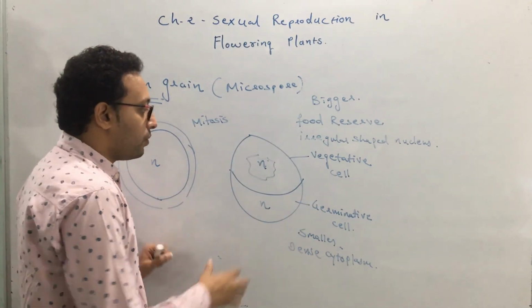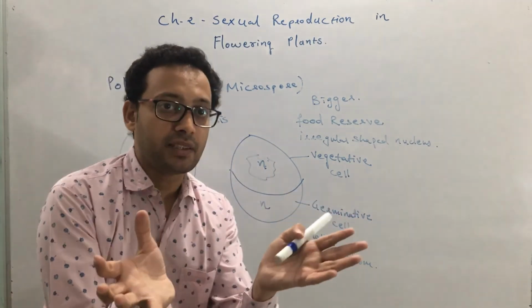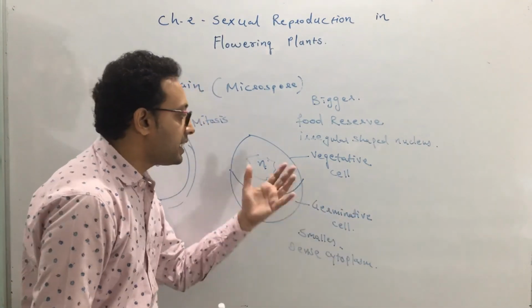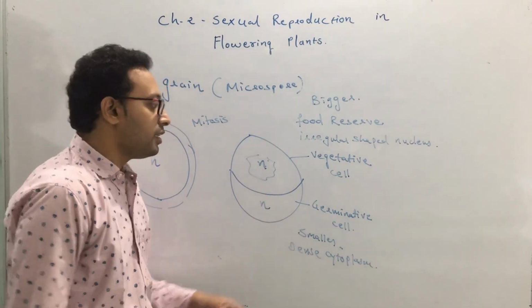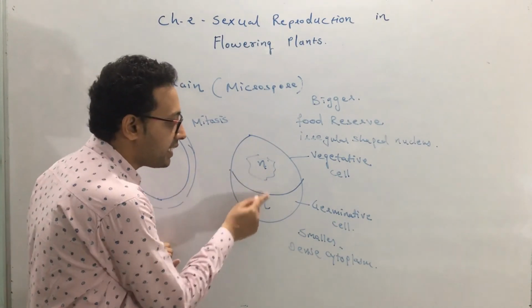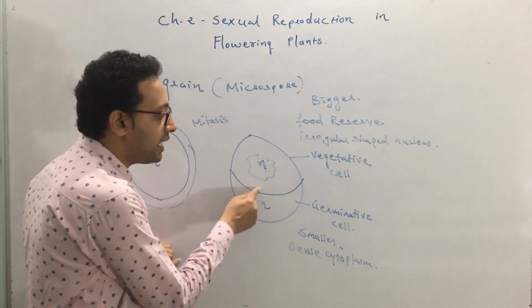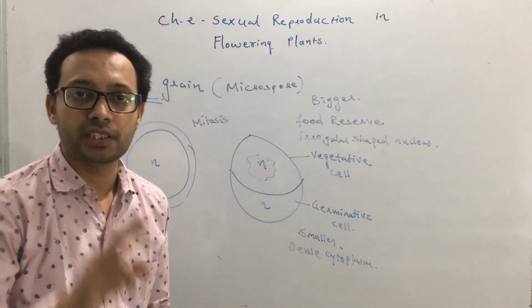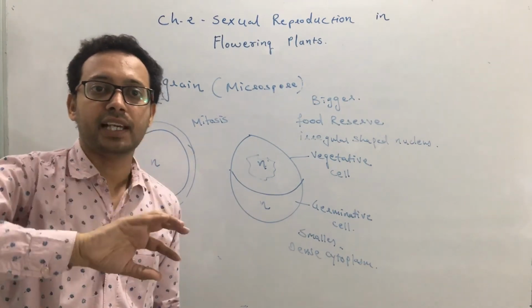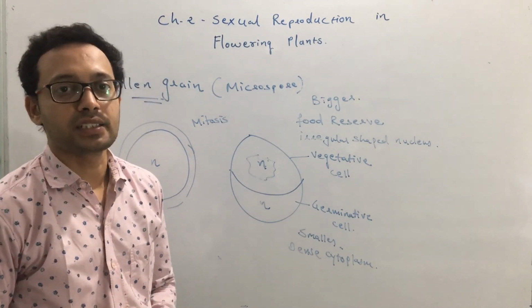Now the pollen grain gets released from the anther. Usually in 60% of angiosperm plants, the pollen grain is released at this stage. It means it's a two cell stage. One is the vegetative cell and the other is the germinative cell. This is a two cell stage. At that time the pollen grain gets released.